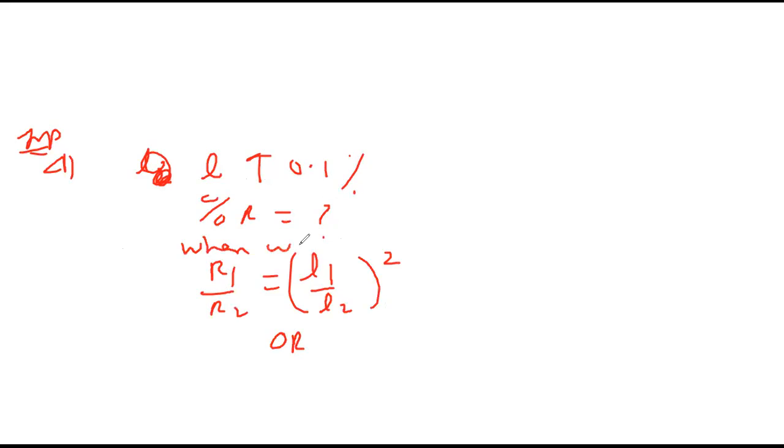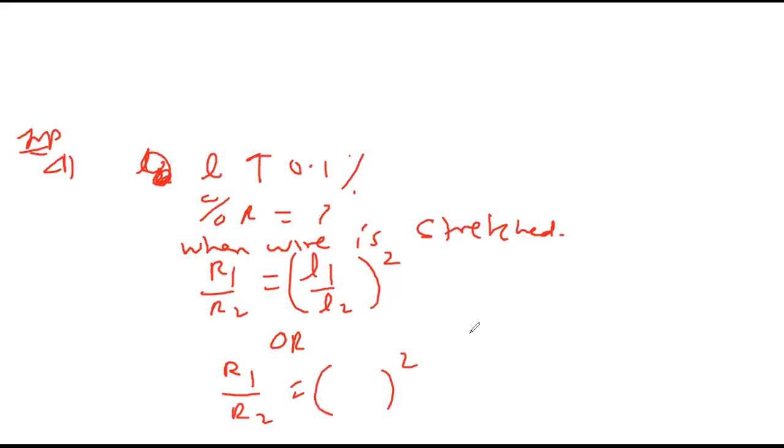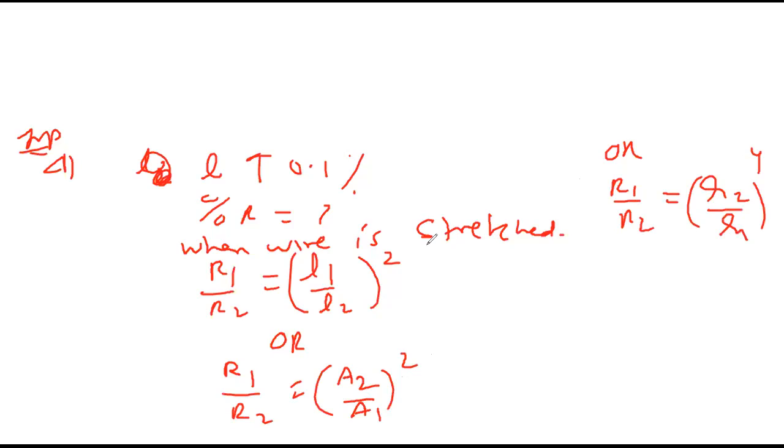When wire is stretched, then what we prove? R1 upon R2 is L1 upon L2 square. Correct? Yes, sir. Tell me second formula of R1 R2 in area. R1 upon R2 is A2 upon A1 square. In terms of radius, R2 upon R1 raised to 4. बराबर ना? Yes, sir.